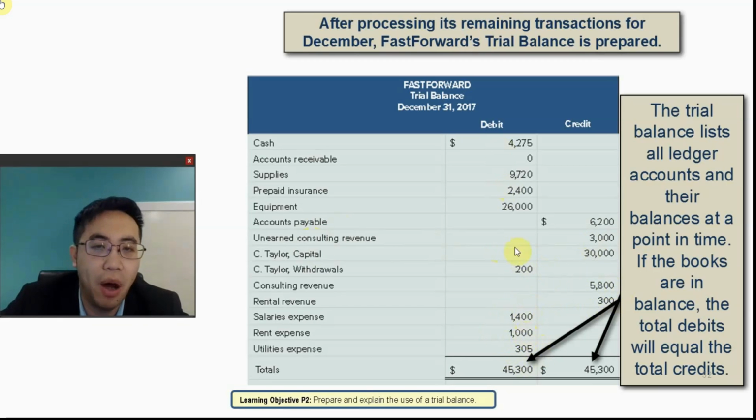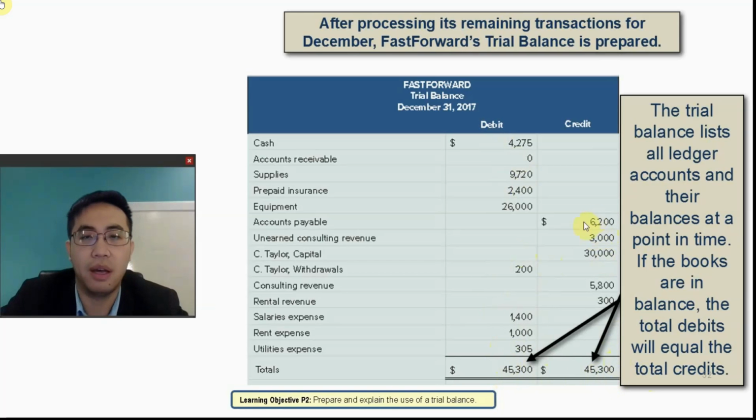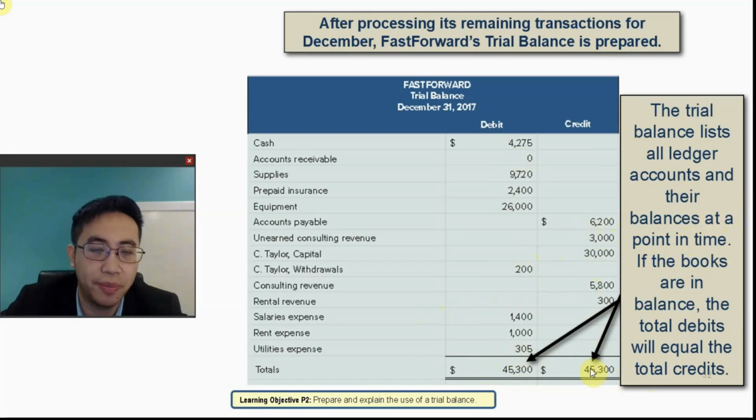Then you just add up all the debits and all the credits. This 45,300 is a summation of all the numbers in this column above the total. Likewise, this 45,300 is a summation of all the numbers above it. The trial balance lists all ledger accounts and their balances at a point in time. So if the books are in balance, these two numbers, total debits and total credits, should be equal to each other.